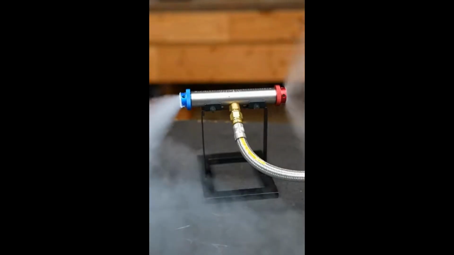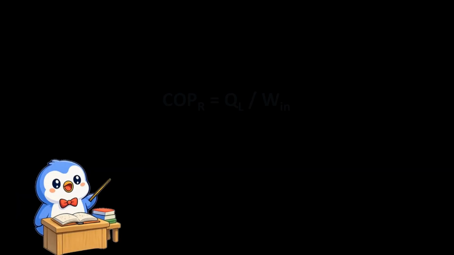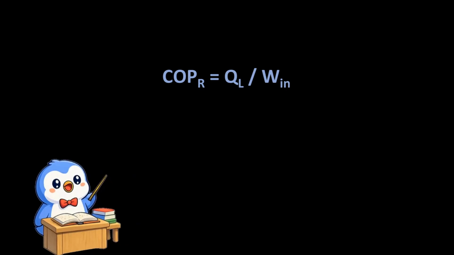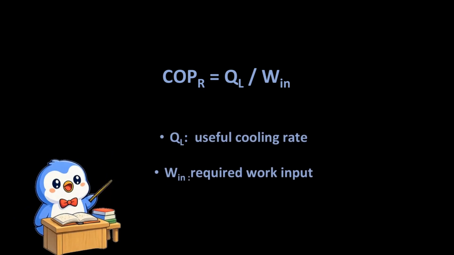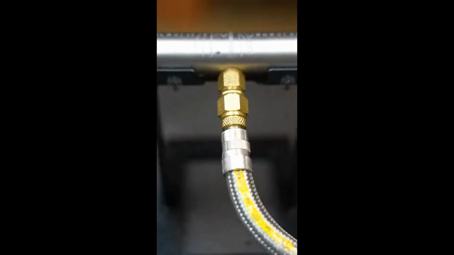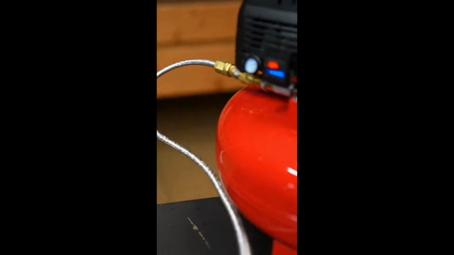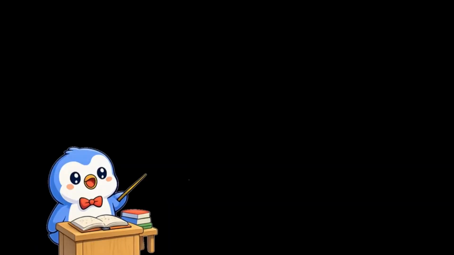Now let's talk about performance. A common way to evaluate a cooling device is with the coefficient of performance, or COP. For refrigeration, COP is defined, where QL is the useful cooling rate and W dot in is the required work input. Now, the vortex tube itself has no moving parts and no shaft work, but the compressed air entering the tube had to be produced by a compressor. So, if we are evaluating the real system, the true work input is the compressor work upstream. If we treat the cold outlet as the useful cooling effect, then the cooling rate can be approximated here. So an approximate COP becomes the following.